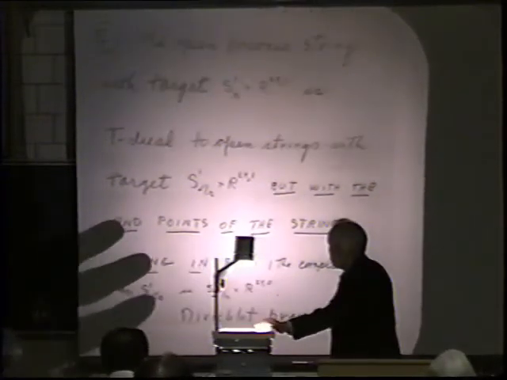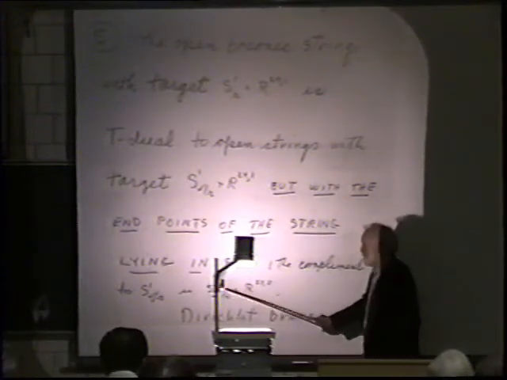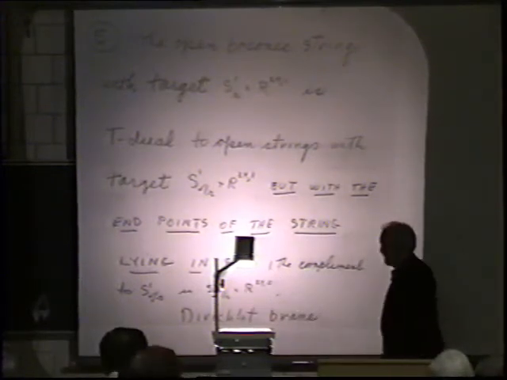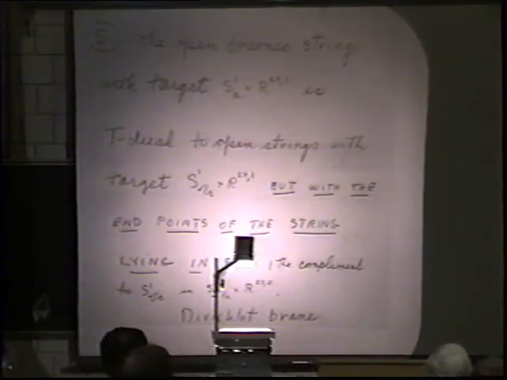And by R24-0, I mean the complement to the circle in this space. Take a point in the circle, and that's called a Dirichlet brane. This submanifold is called a Dirichlet brane, meaning Dirichlet boundary conditions.